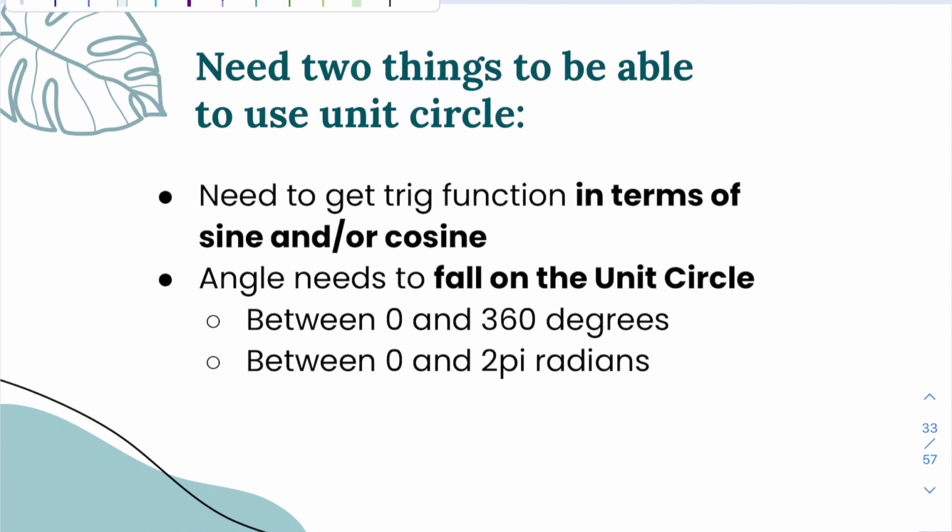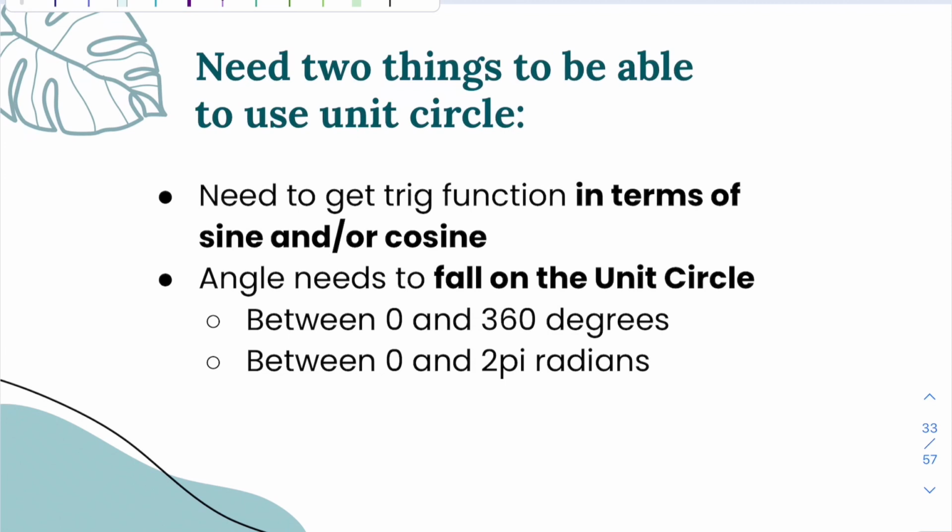So in order to use the unit circle to find a trig value, 2 things need to be true. First, it has to be in terms of sine and cosine, right? We just saw tangent you can find on the unit circle, but to be able to find it, you have to put it as sine over cosine, right?